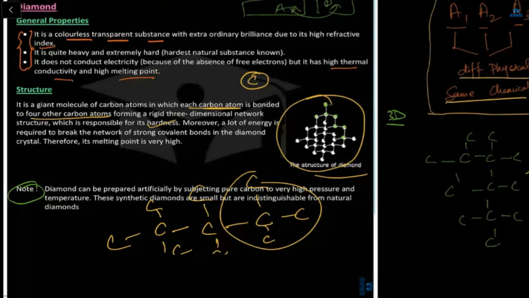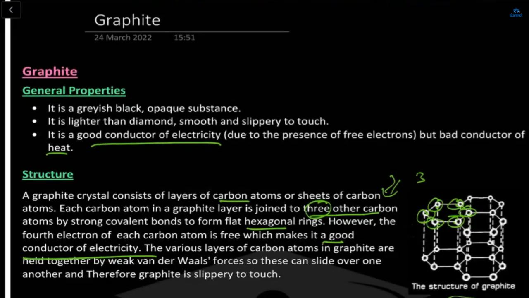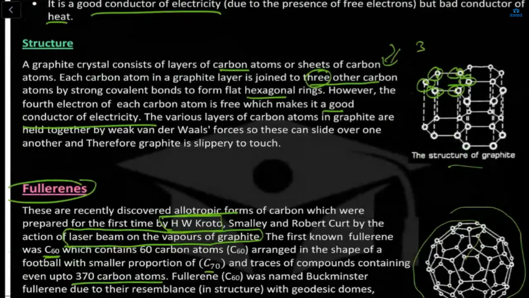Okay, so next is what? Next is your graphite. Graphite, you all know, pencil. Pencil is a graphite. Conductor of electricity, ma'am. Which is of grayish black color. It is lighter than diamond, very smooth to touch and slippery also. And it's a good conductor of electricity. So this is very tough.